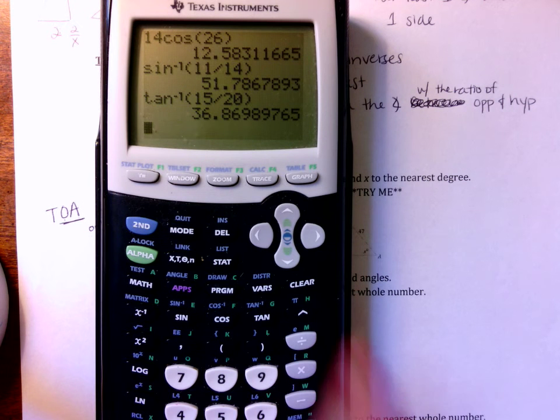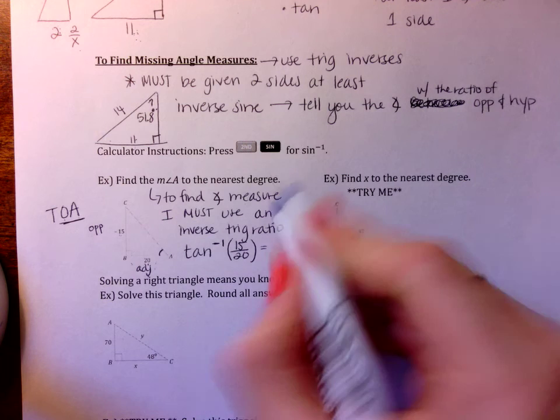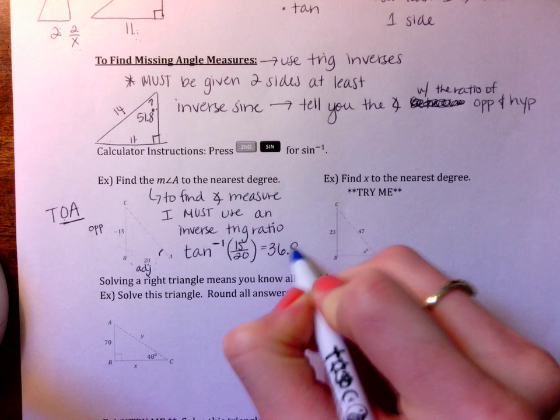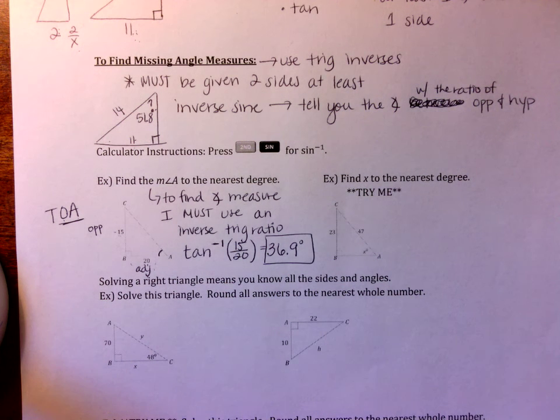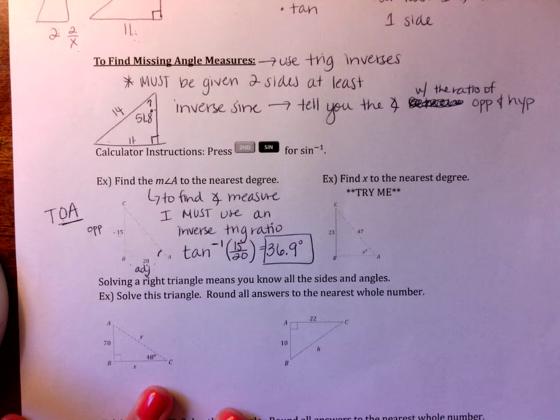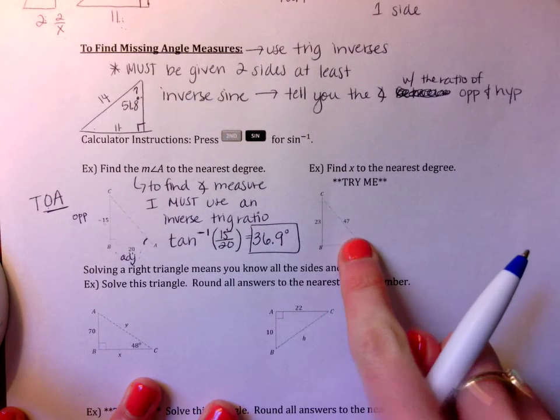That gives me the angle measure 36.9. Round to the nearest tenth of a degree with me. So, you know what, I think let's do these together as well.